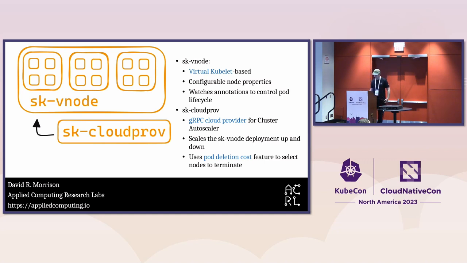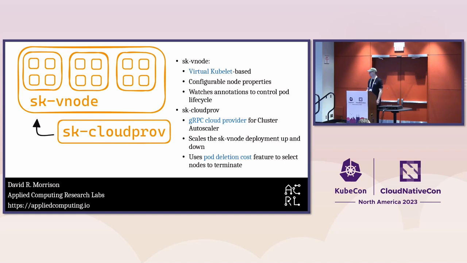One other thing that is important for certain types of simulations is SK vNode will watch annotations on your simulated pods to control their life cycle. So you can set a particular annotation on the pod that says this pod ran for 115 seconds, and SK vNode will report that that pod's running for 115 seconds during the simulation, and then it will report that the pod terminated. We'll see why that's useful in a couple slides.